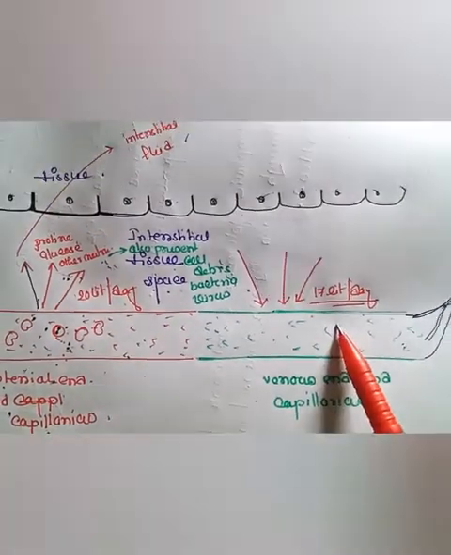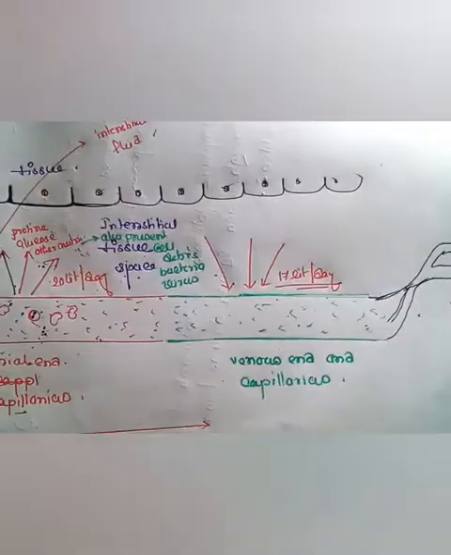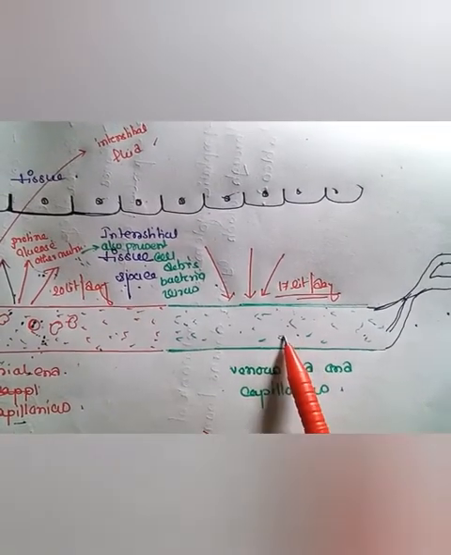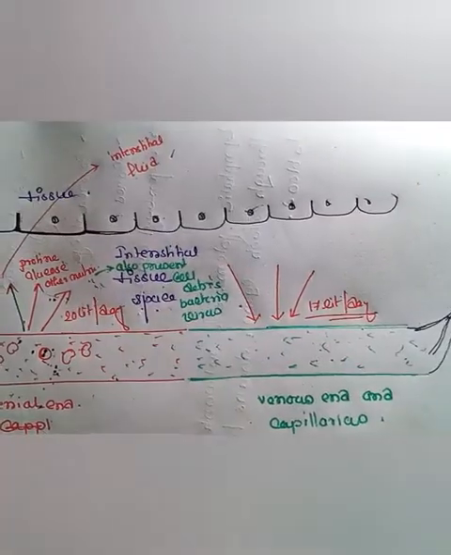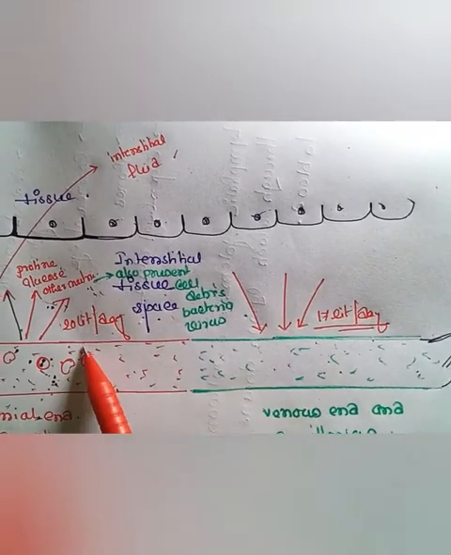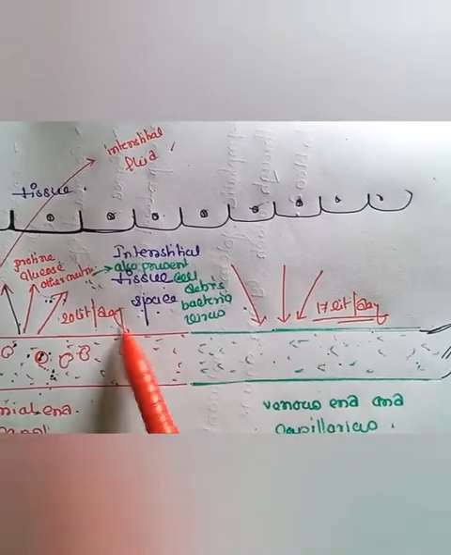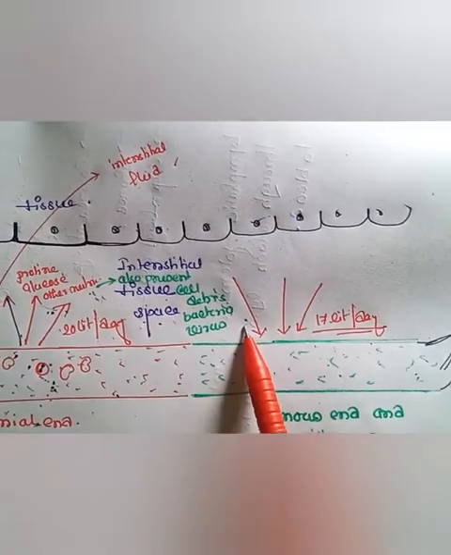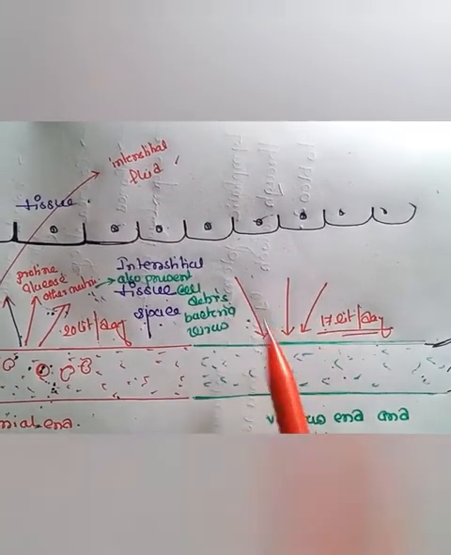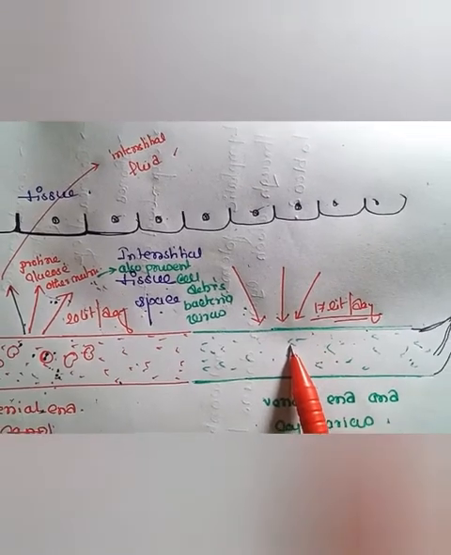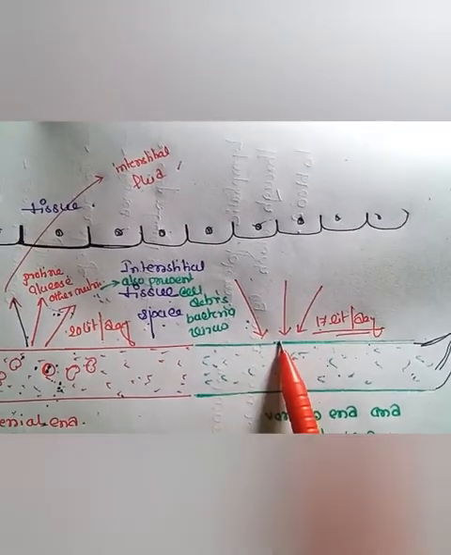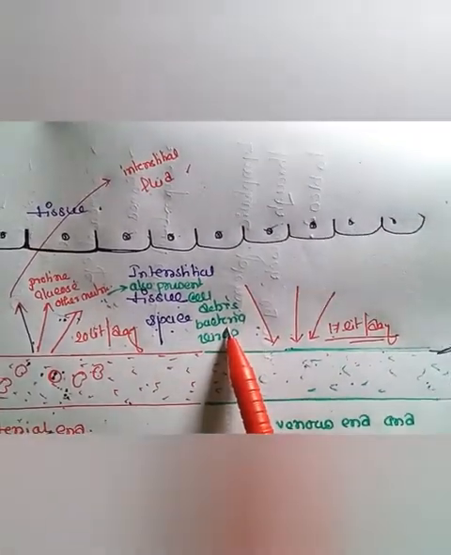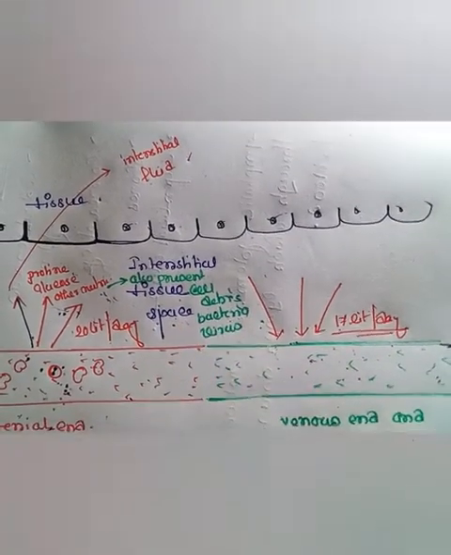Then 17 liters of fluid per day return into the capillary venous system. So what will happen? 20 liters of fluid per day leak into the interstitial tissue space, but 17 liters of fluid per day return into the capillary venous system. So 3 liters of fluid remain in the interstitial tissue space.